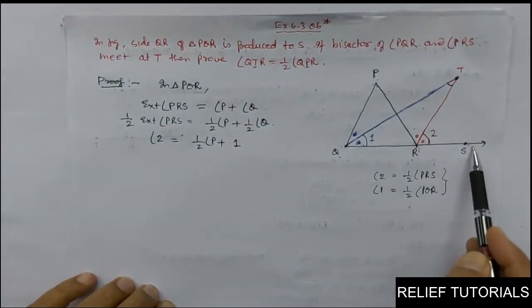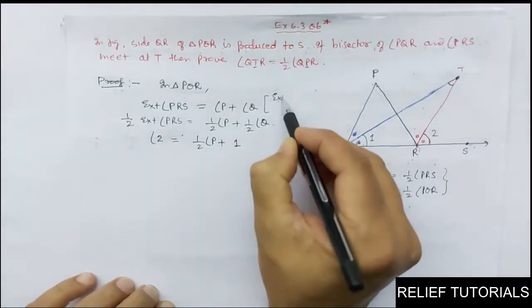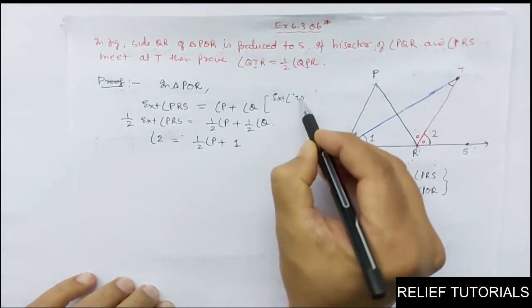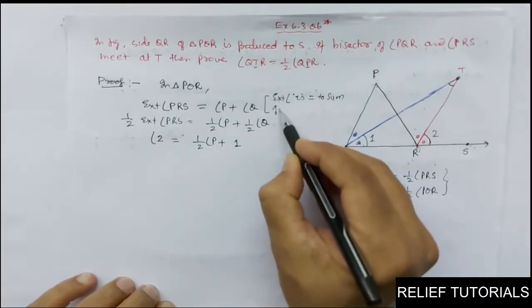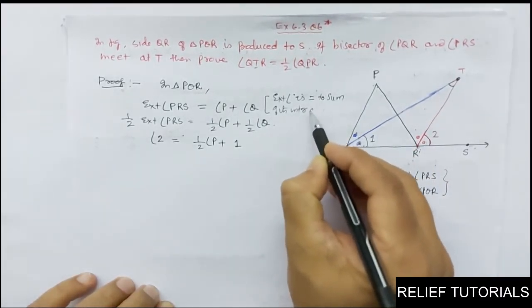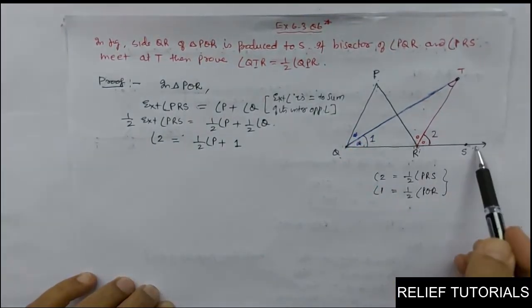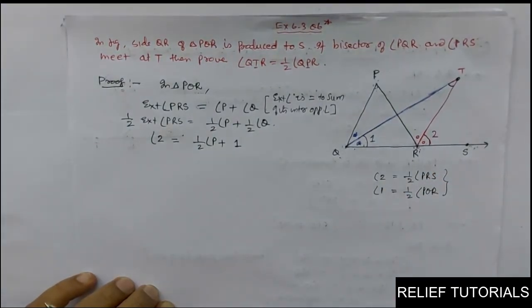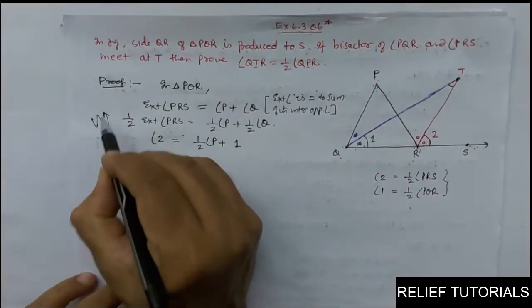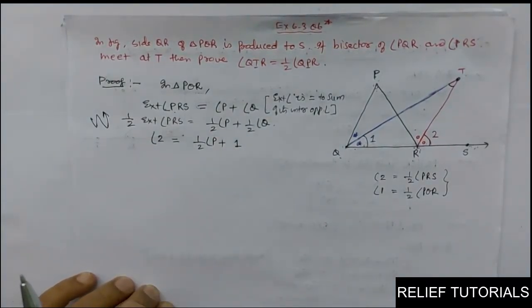exterior angle PRS is equal to the sum of its interior opposite angles. So the reason is: exterior angle is equal to the sum of its interior opposite angles. Clear? So exterior angle PRS is equal to angle P plus angle Q. Okay, now the turning point comes here. What is the turning point? We will multiply both sides by half.